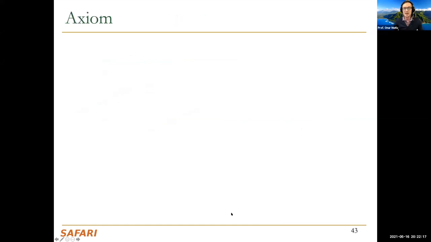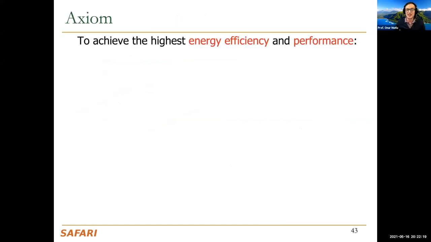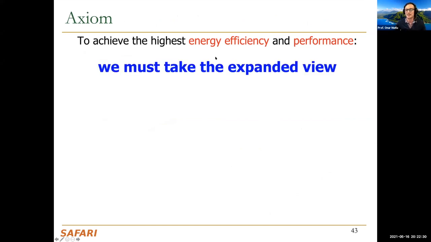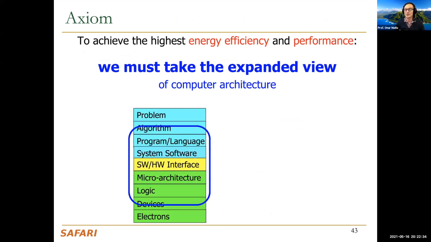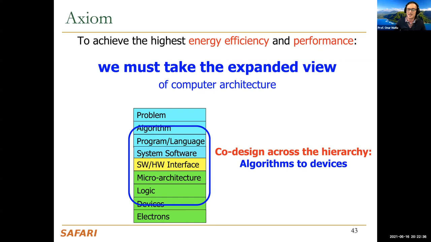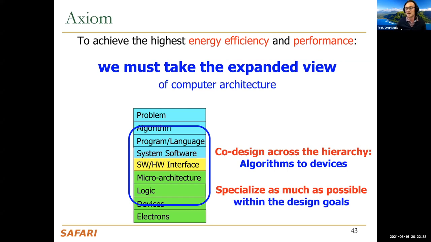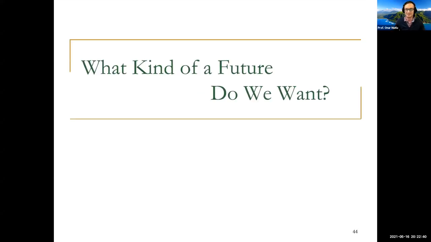So I hope these systems prove or show that the axiom that I provided earlier is true or important, at least to consider. Basically, to achieve the highest energy efficiency and performance, we really want to take the expanded view of computer architecture and co-design algorithms all the way to devices across the hierarchy and specialize as much as possible within the design goals we have in mind. So with that in mind, the next question maybe becomes, what kind of a future do we want?